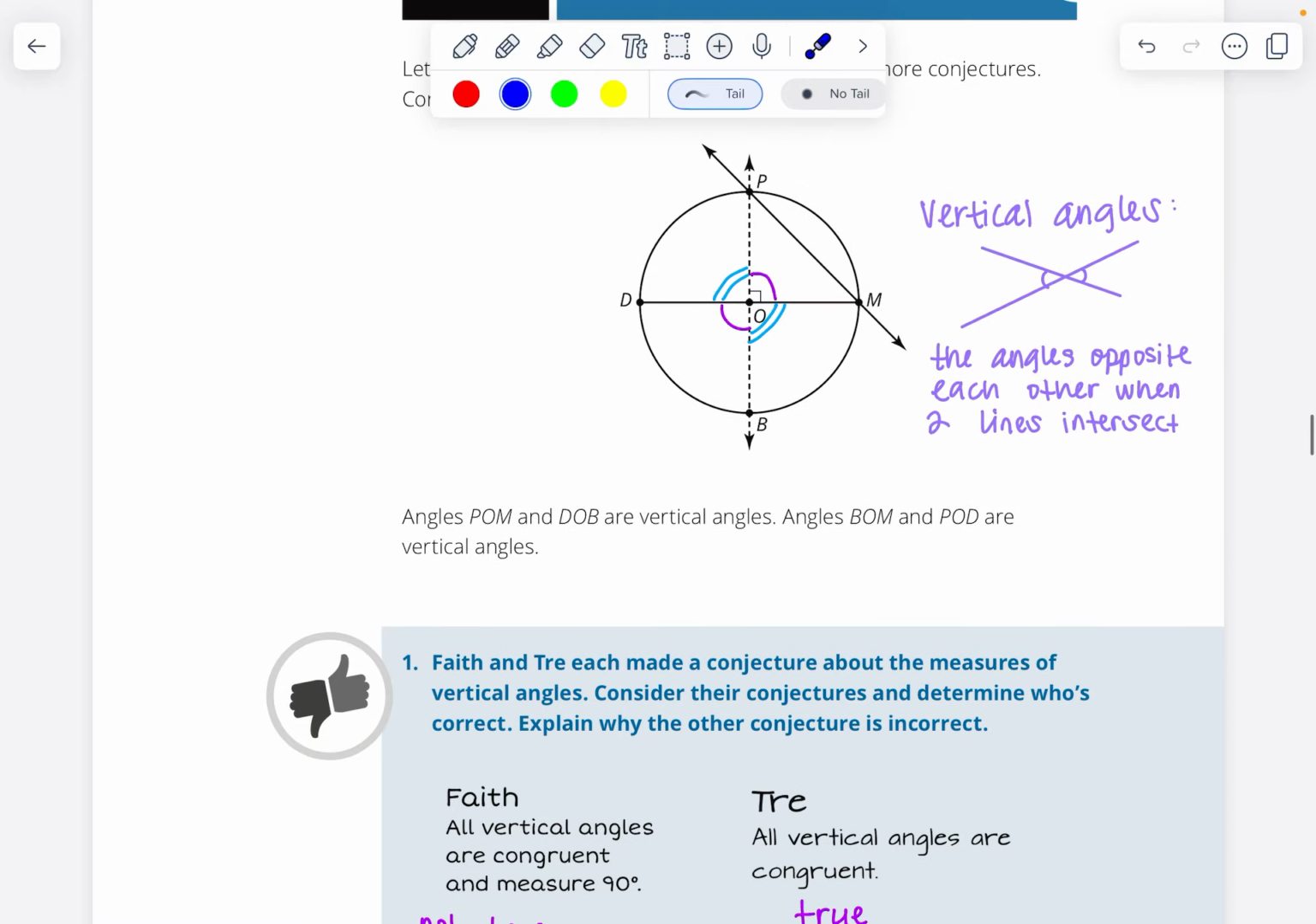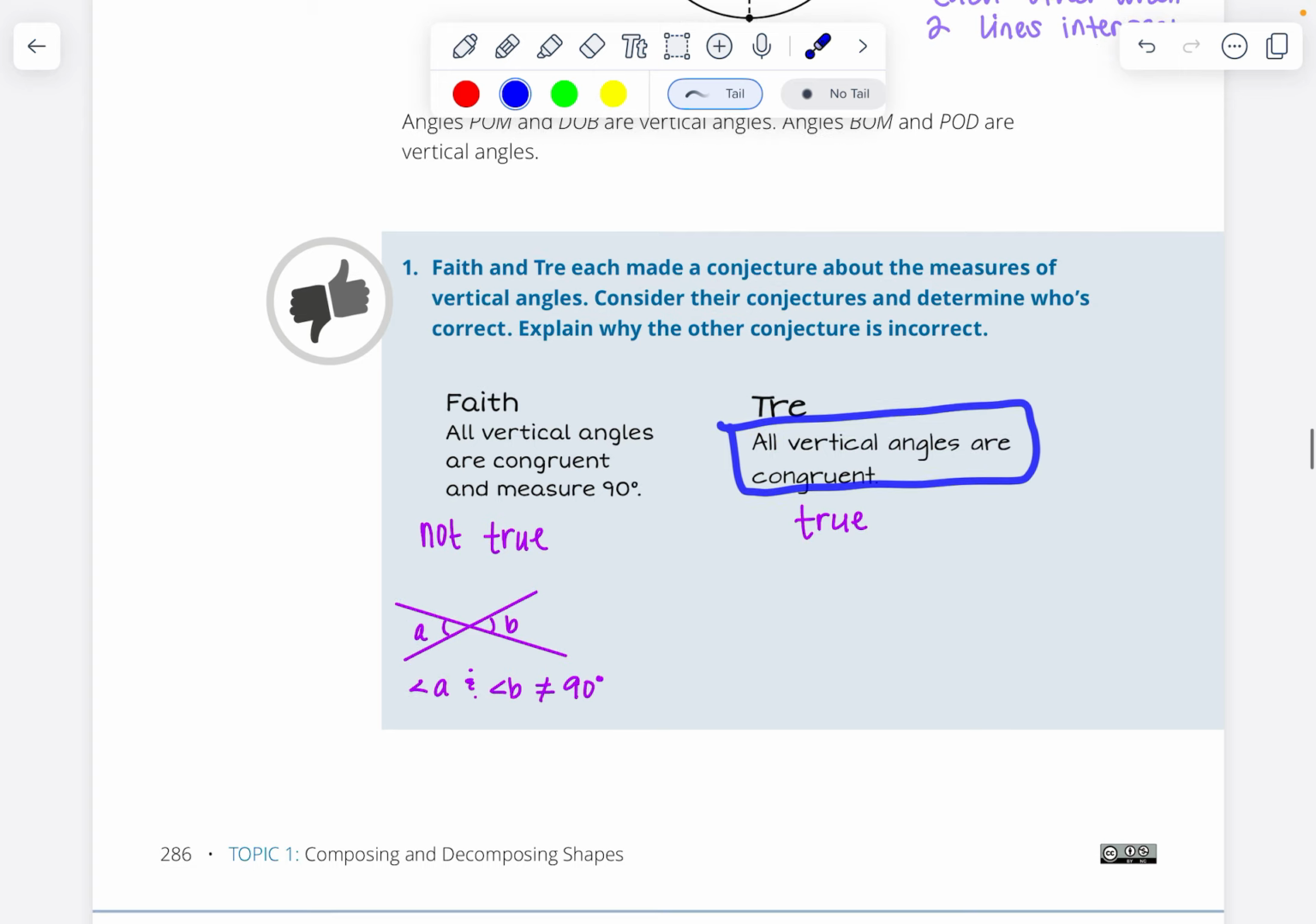All right, Faith and Trey each make a conjecture about the measures of vertical angles. Consider their conjectures and determine who's correct. Faith says all vertical angles are congruent and they measure 90 degrees. Trey just says that they're all congruent. Trey is more correct because all vertical angles are not 90 degrees. So these two are clearly not right angles, but they are still vertical angles.